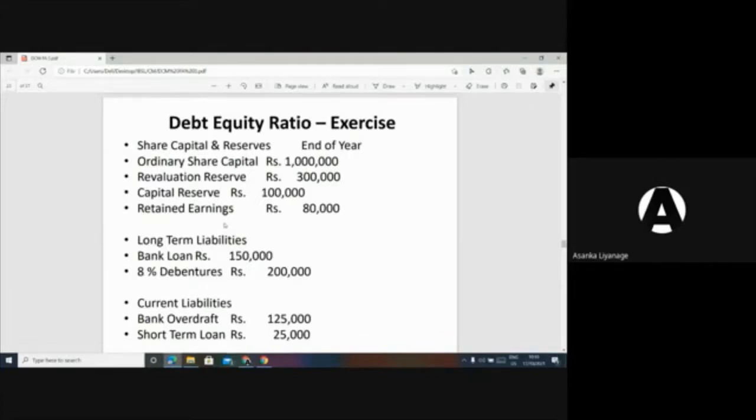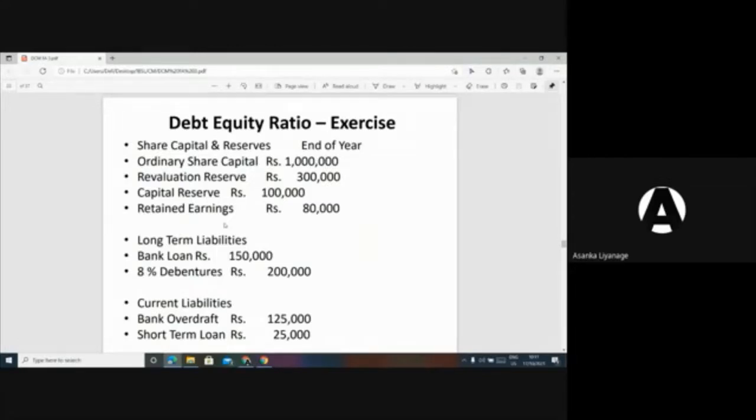According to the exercise, your equity capital is 1 million plus 300,000 capital reserves, 100,000, and retained earnings 80,000. Altogether, your equity capital will be 1,480,000. And your long-term debt will be bank loan 150 and 8% debenture, that is only 350,000.